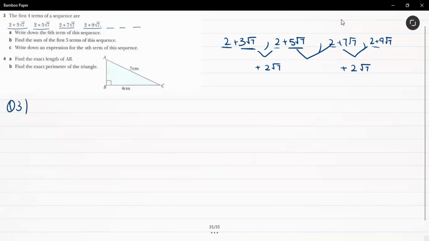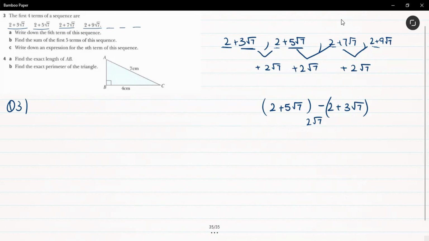What's the main difference in this? How am I finding the main difference, by the way? 2 plus 5 under root 7, and then I subtract it from the previous term, so minus 2 plus 3 under root 7. And when I subtract it, I basically get the value 2 under root 7. So again, 2 under root 7 is being added in this series. Step by step, as we go throughout the series, we get 2 under root 7.